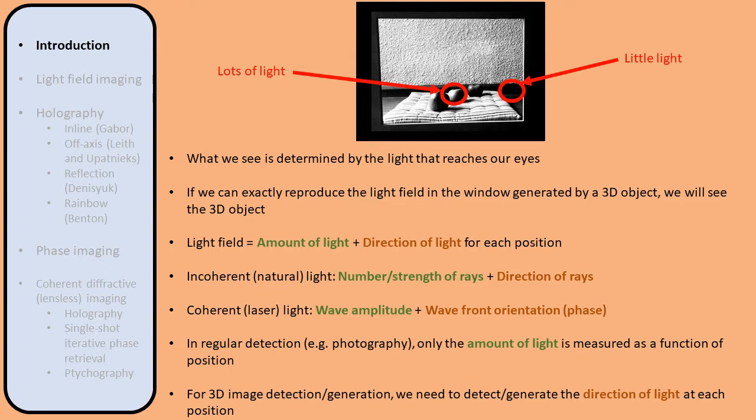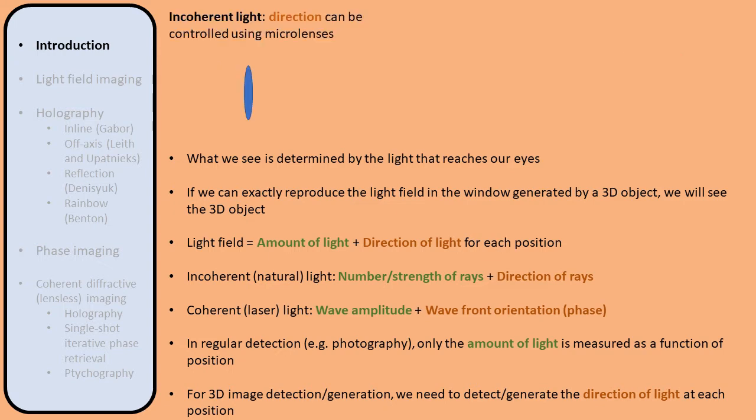So how can we control the direction of light at a certain point? One way to do it is to put a small microlens at each point. If we put a point source somewhere in the focal plane, then we can control the direction of the outgoing light by controlling the position of the point source.